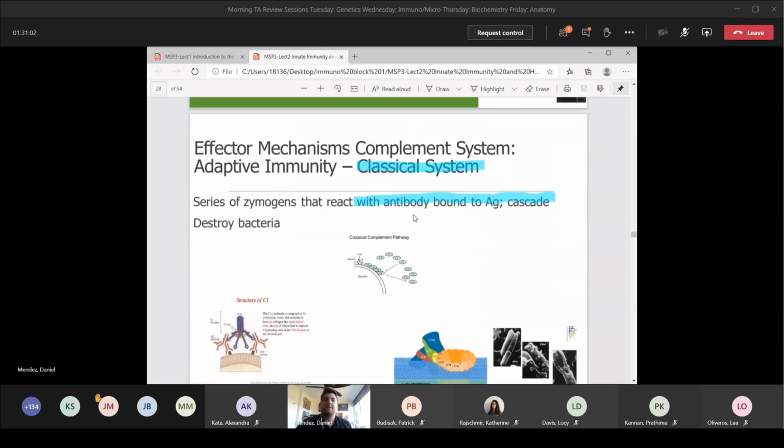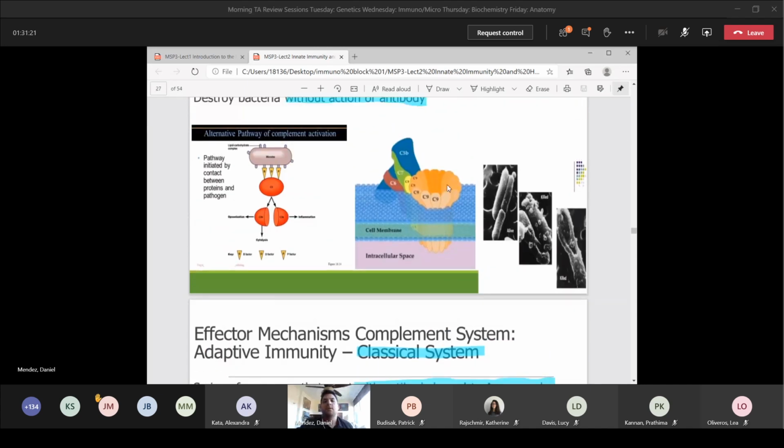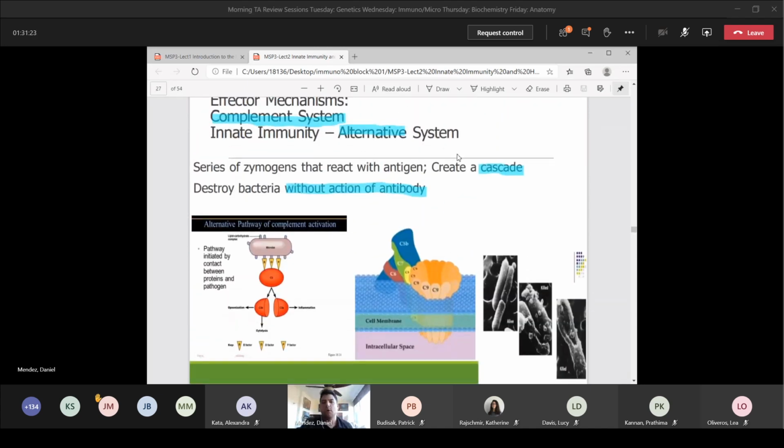In the classical system, you'll recognize this bacteria. Once you recognize the bacteria, the MHC, or the antigen presenting cell, will recognize that and inform the B cell. The B cell will then release an antibody that will recruit the actual classical complement system. Without the antibody, the alternative system will recognize it along the lines of a PAMP. Once it recognizes that PAMP, it will attack that cell or bacteria on its own without the need of an antibody.